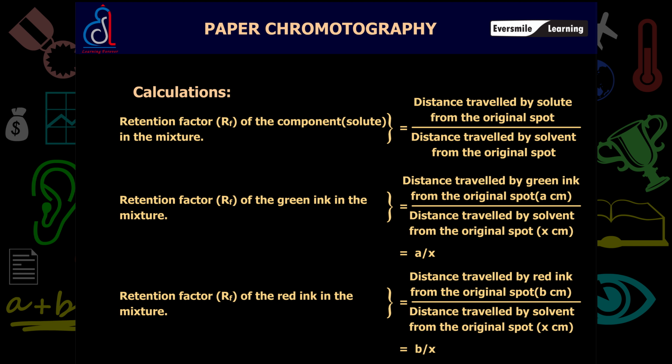Retention factor of the green ink in the mixture is equal to distance traveled by green ink from the original spot divided by distance traveled by solvent from the original spot. Retention factor of the red ink in the mixture is equal to distance traveled by red ink from the original spot divided by distance traveled by solvent from the original spot.